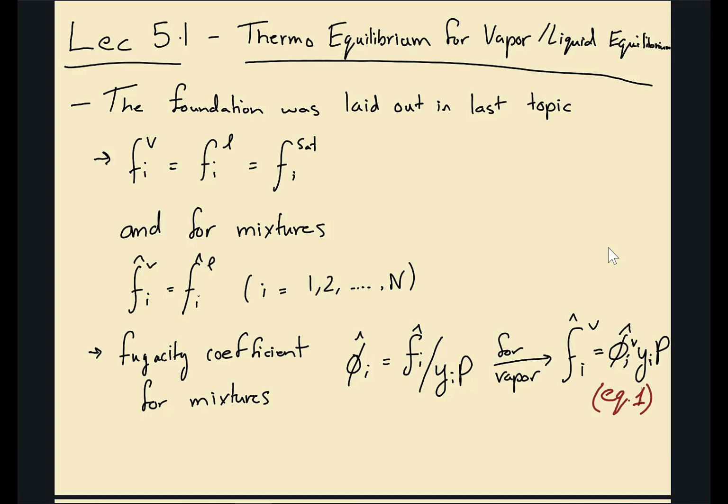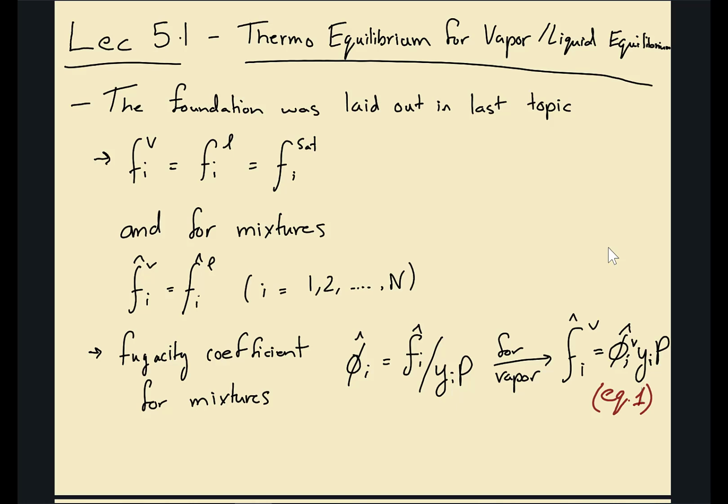So this is part of lecture 5.1. This is going to focus on thermodynamic equilibrium for vapor-liquid equilibrium. Essentially, what we're going to do is derive expressions using the fugacity equations that will give us the modified Raoult's law as well as Raoult's law, and also a general expression for the correlations between the vapor phase and the liquid phase.